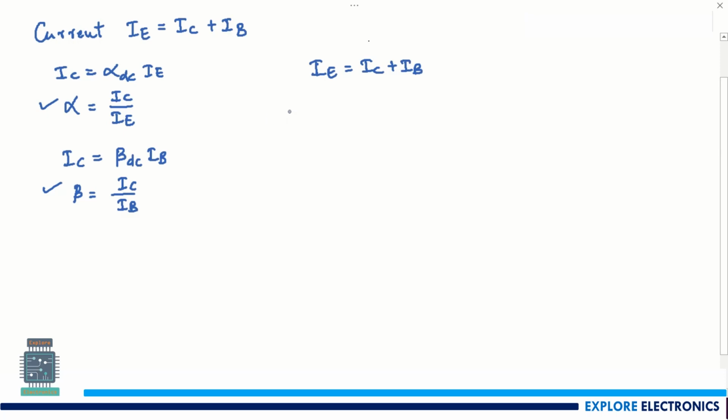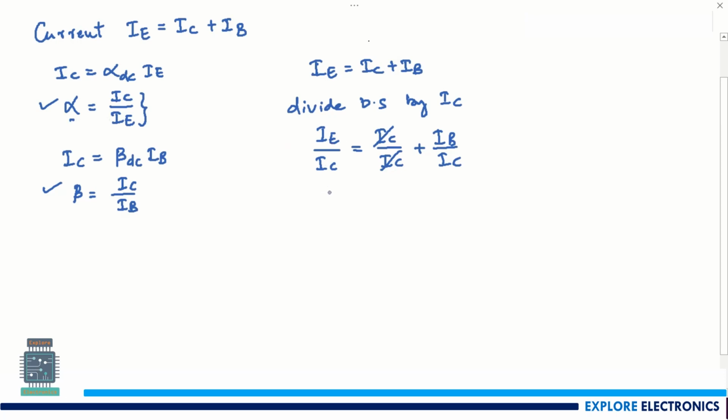Here let me divide both sides by IC. If we divide both sides by IC, what happens? This becomes IE divided by IC is equal to IC divided by IC plus IB divided by IC. Here IC gets cancelled. IE divided by IC we have here. We know that IC divided by IE is alpha, so IE divided by IC is the reciprocal of alpha.